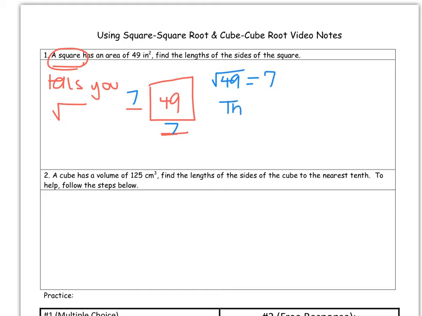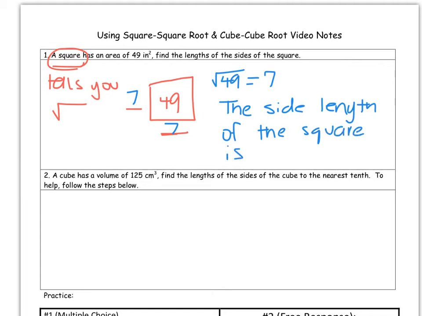So the answer would be the side length of the square is 7, and in this case our units are inches. So again, because it's a square, it's telling us in here it's square and our units are squared, most likely 90% of the time we're going to square root. Sometimes it'll tell us we have the sides and we have to figure the area, but this is telling us we have a square, and I already know that that square number is 49.